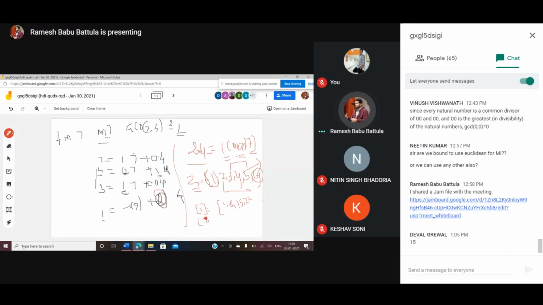What is class 2? Suppose you want to represent class 2, the other numbers. What is the next number? 9, then 16, 23, and so on. So all numbers we are going to represent in the form of these classes. But from the multiplicative inverse point of view, we are going to choose this one only. Right. I don't know how many of you understood.